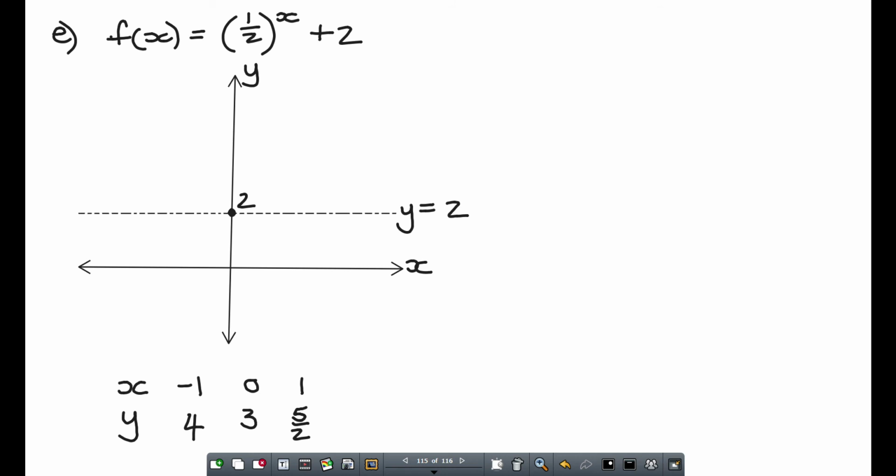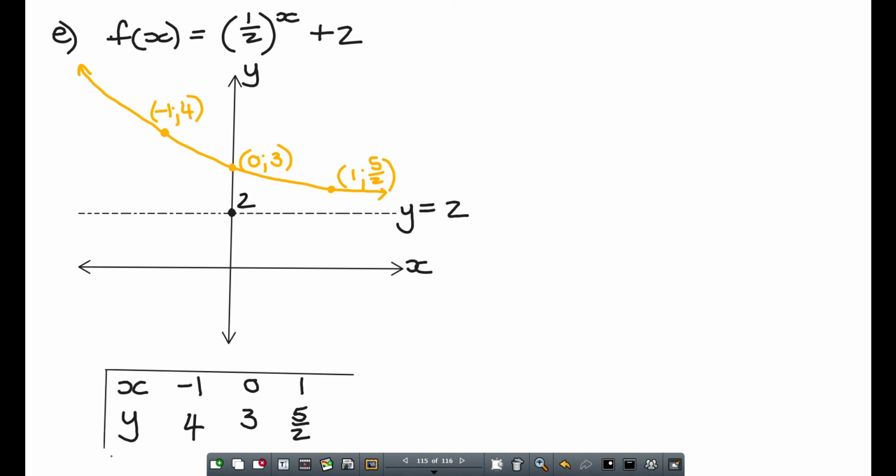So, if you were to draw this graph, remember, because that a value is smaller than 1, it's going to go like that. No, it must now point to the opposite side. Good, so if x is minus 1, let's plot our points. Then y is 4. Here, if x is 0, y is 3. And over here, where x is 1, it would be 5/2.